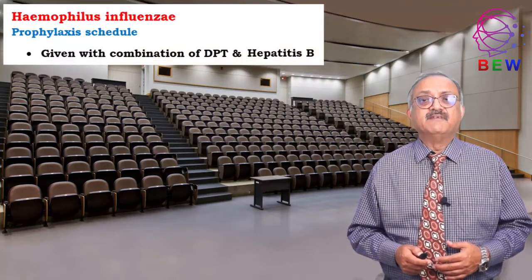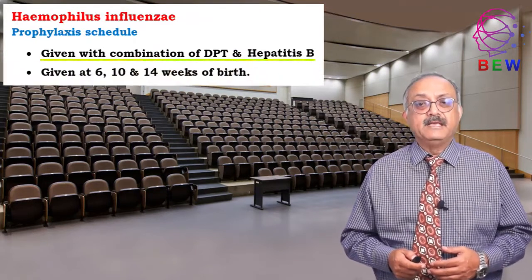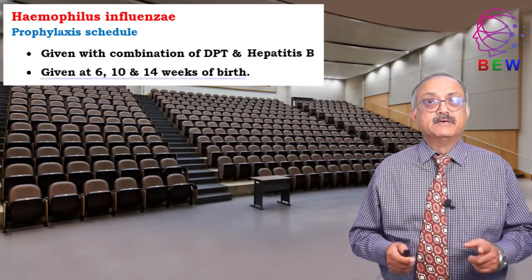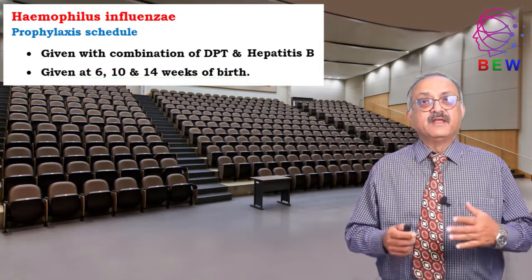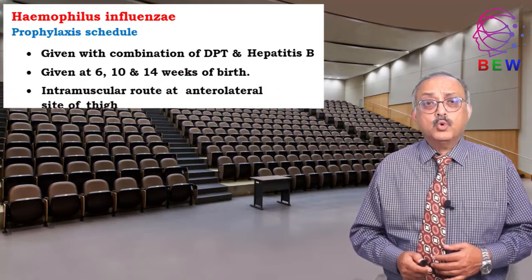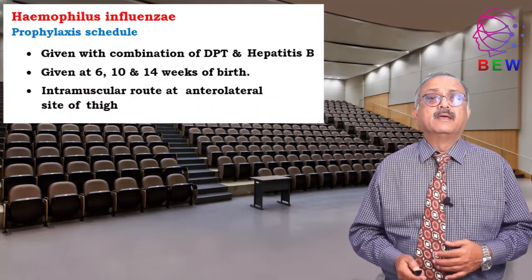Hemophilus influenzae type B vaccine is given in combination with DPT and hepatitis B at 6, 10 and 14 weeks of birth. Please remember the dates. This is the new schedule of immunization and is a frequently asked question in your MCQs. Route is intramuscular at the anterolateral side of the mid-thigh.